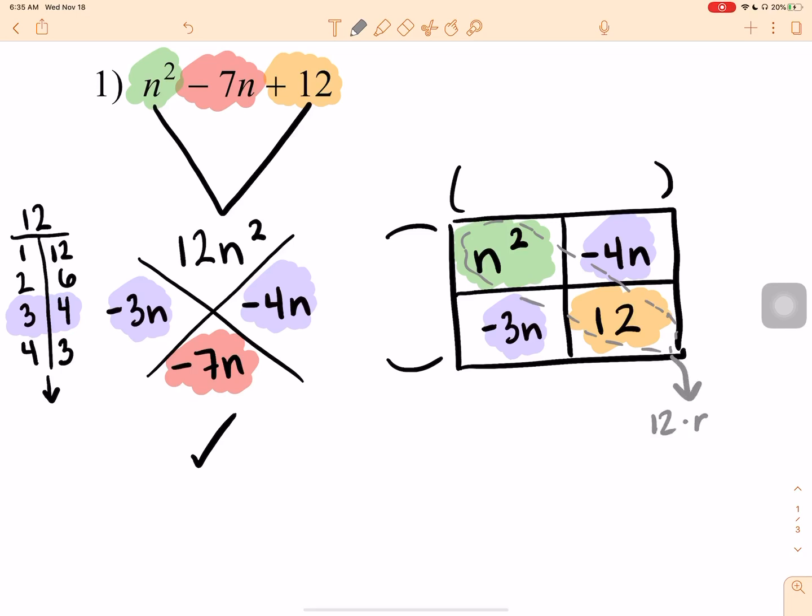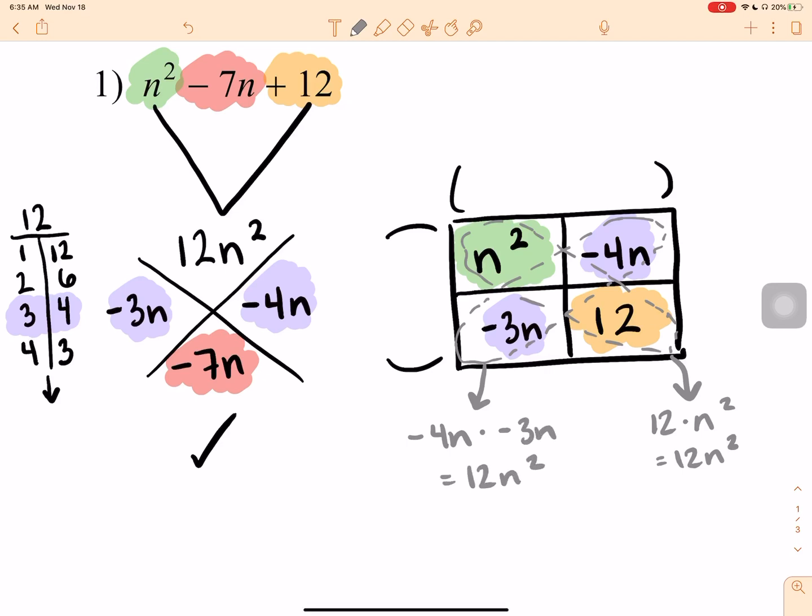So 12 times n squared equals 12n squared. So I needed to set up my diamond to split up that negative 7n as my bx term to be a product that equals 12n squared as well. So negative 4n times negative 3n is positive 12n squared. So you see here our products are equal to each other, the products of the diagonals. That is why we have to use the diamond.